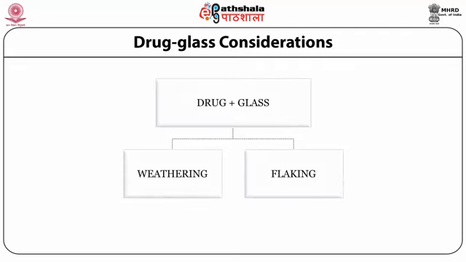Drug glass consideration. Here we are going to discuss the important precautions or properties which we have to check when we are taking glass as a packaging material. In this consideration, two main factors are very important: the first is weathering and the other is flaking. Sometimes these defects may be caused by the glass we select for packaging of pharmaceuticals.